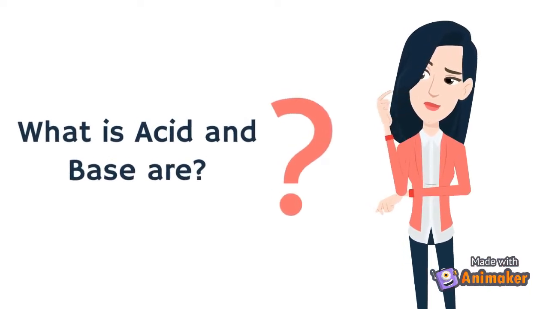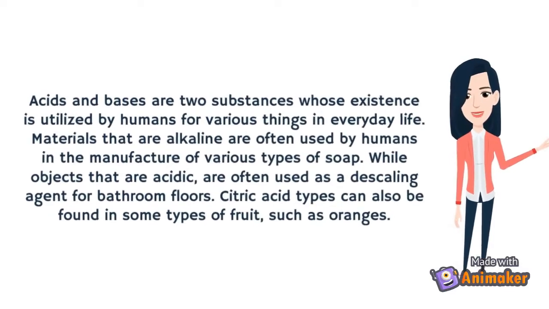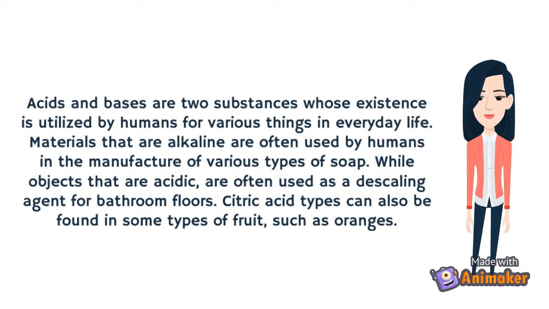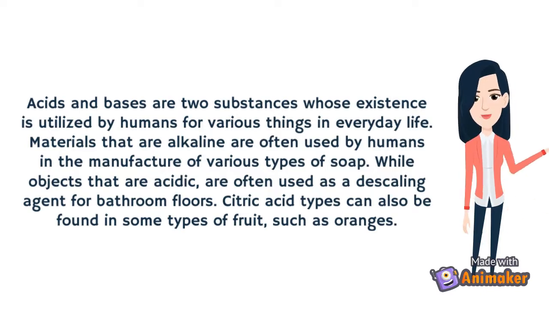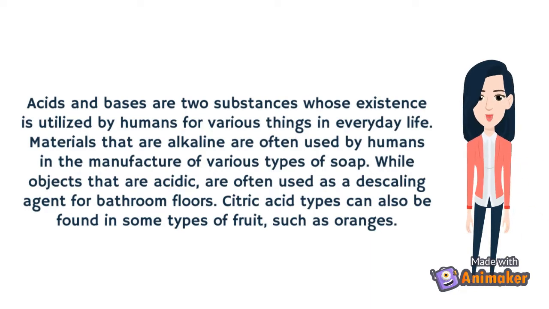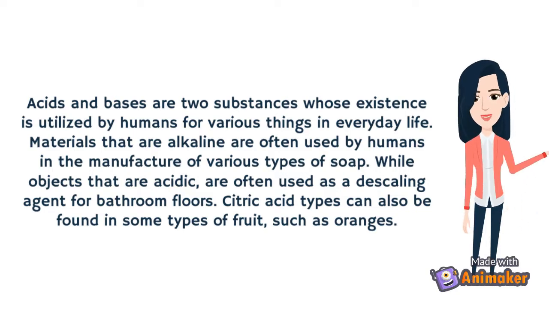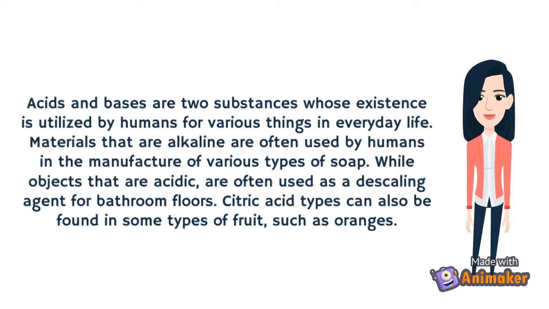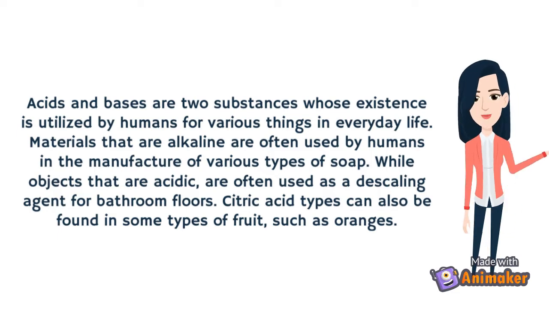Do you guys know what acid and base are? Acid and base are two substances whose existence is utilized by humans for various things in everyday life. Materials that are alkaline are often used by humans in the manufacture of various types of soap, while objects that are acidic are often used as a descaling agent for bathroom floors. Citric acid types can also be found in some types of fruits such as orange, banana, and others.